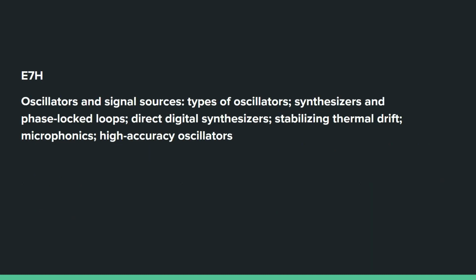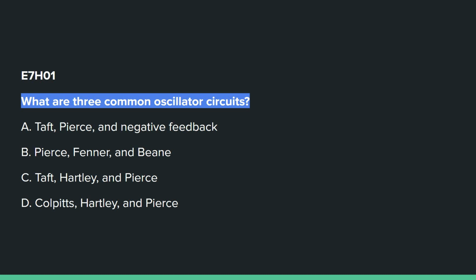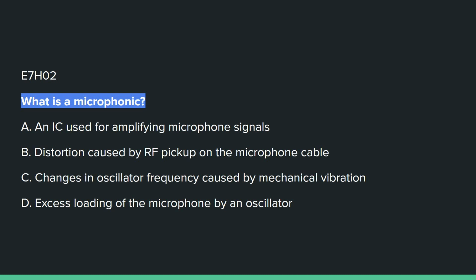E7H, oscillators and signal sources, types of oscillators, synthesizers, phase-locked loops, direct digital synthesizers, stabilizing thermal drift, microphonics, and high-accuracy oscillators. E7H01, what are three common oscillator circuits? D, Colpitts, Hartley, and Pierce.